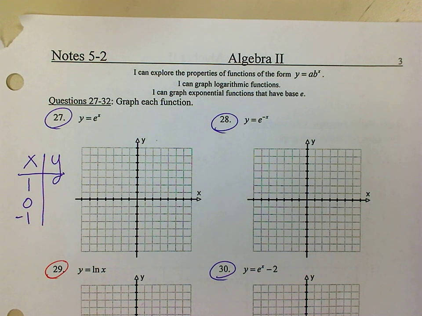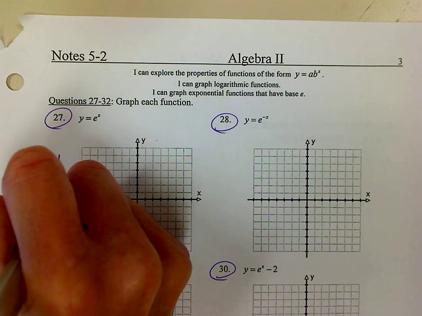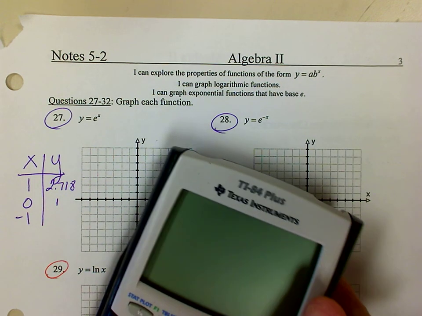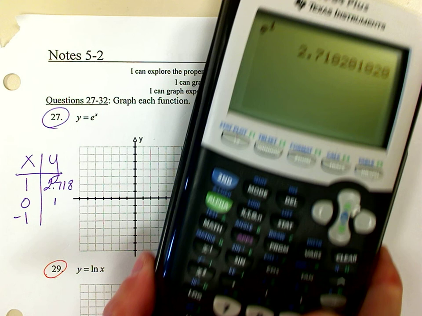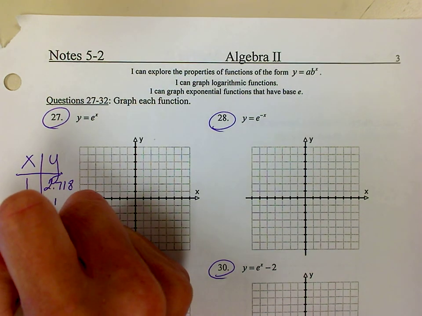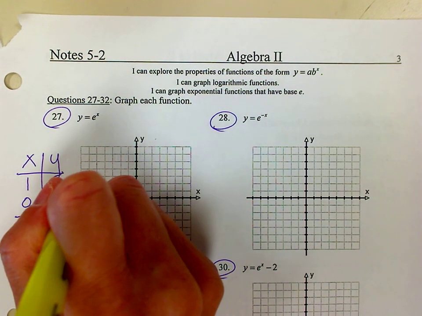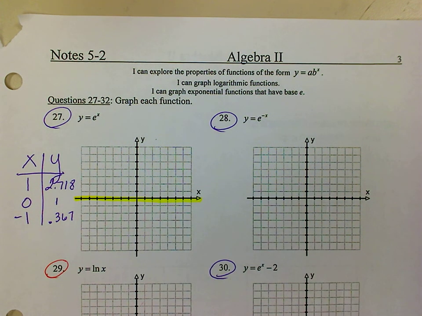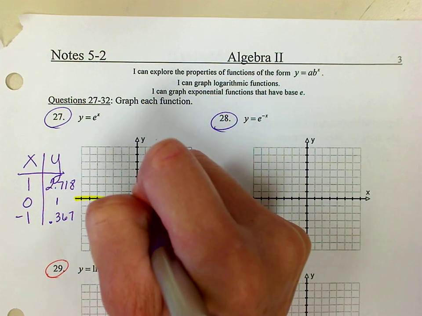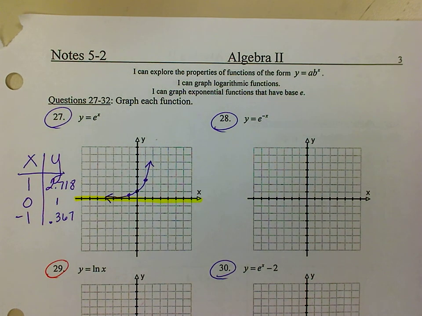Now on the very first page, we said e to the first was 2.718. This is still going to be 1. If I do e to the negative first, we get 0.367. All right, so I am not going to be able to cross the x-axis this time because x is the exponent. So I'm going to plot those points and connect. So that's what number 27 looks like.